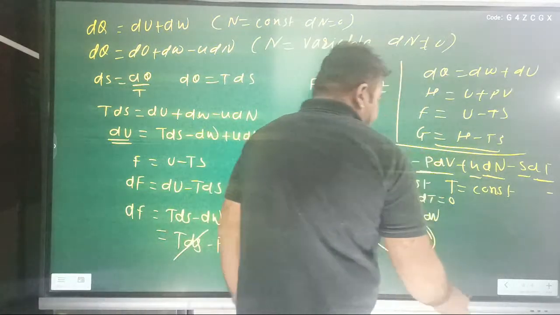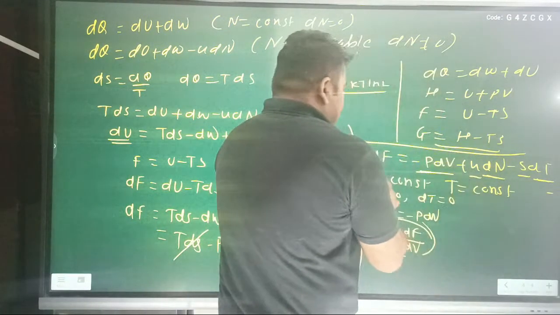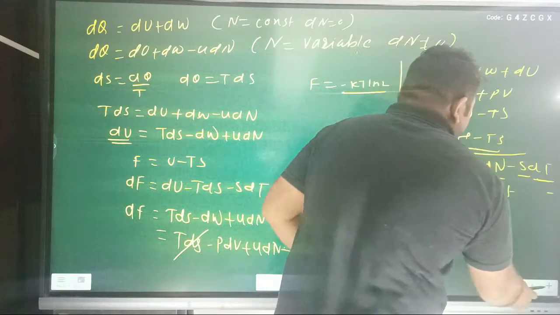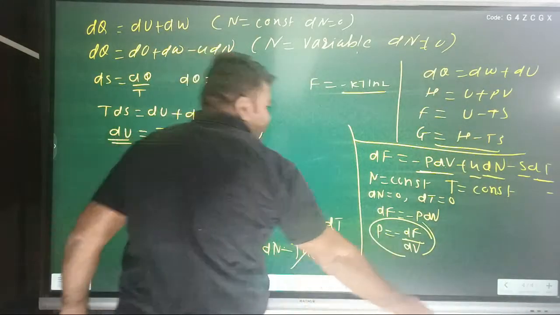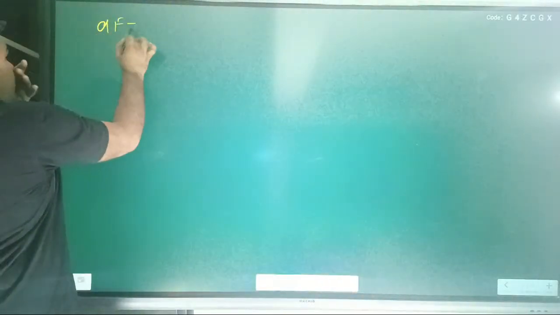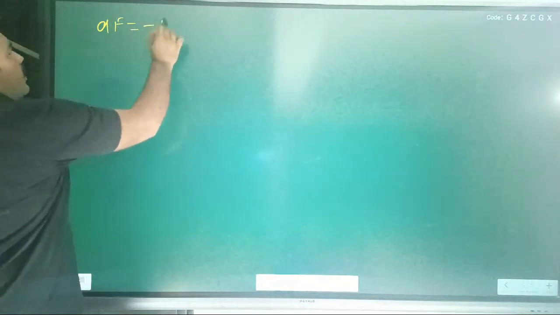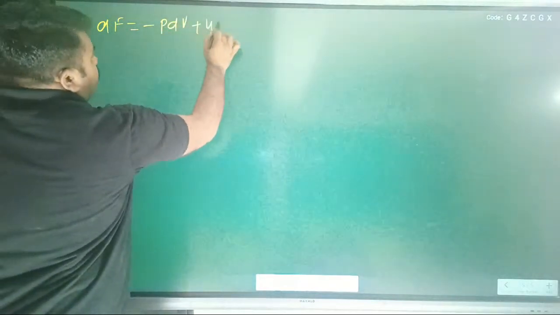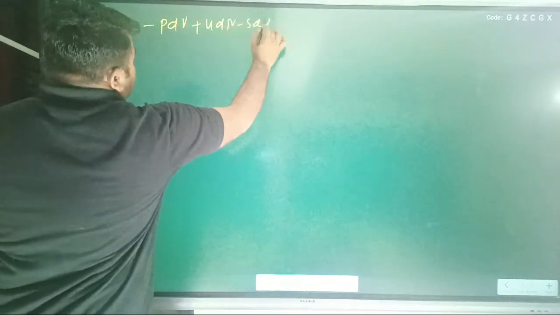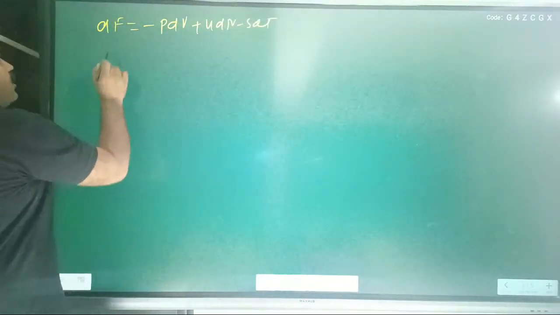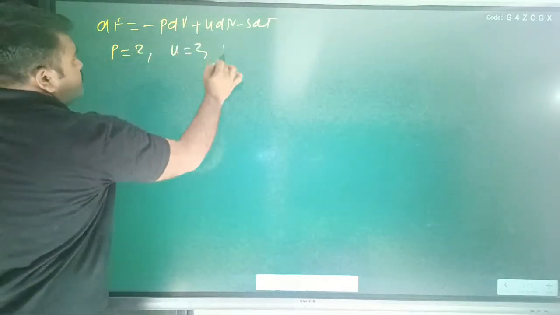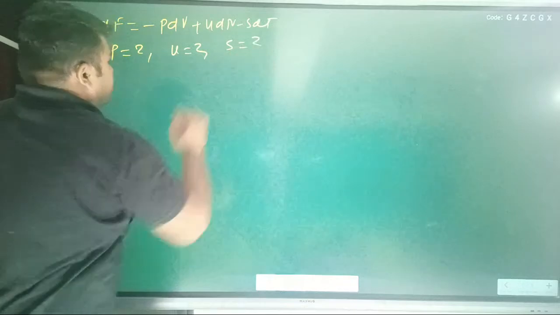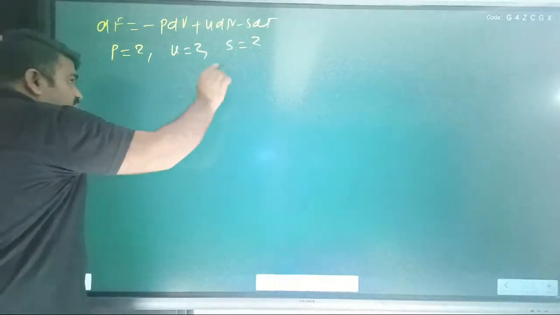Second one. What is the final relation we get? dF is equal to minus PdV plus mu dN minus S dT. What do we need to find out? We need to find the pressure. Okay, what is the value of pressure? What is the value of chemical potential? And what is the value of entropy?